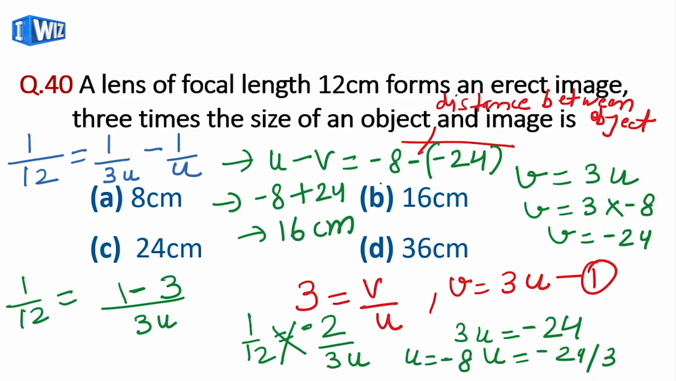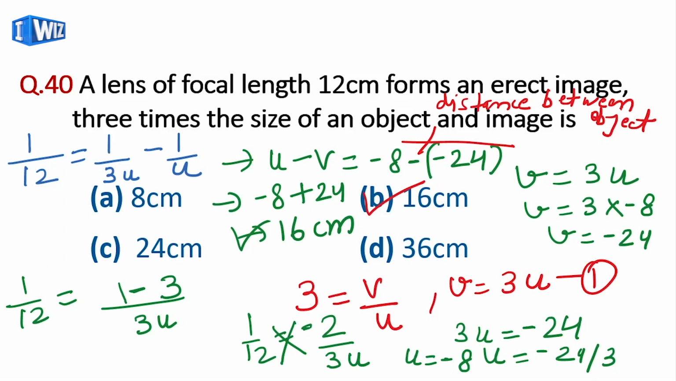Okay, so firstly you applied the lens formula. After lens formula we found the value of U, then put it in V. Then as was asked in the question, that you have to find the distance between object and the image. So I subtracted the object image from object, U minus V, and the answer is 16. So the right option is 16 centimeter.